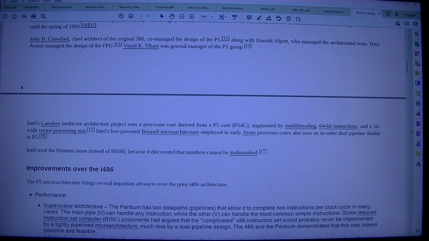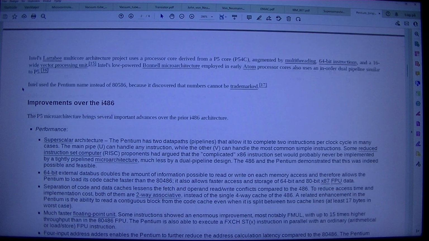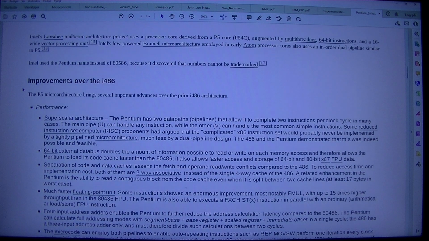Intel's Larrabee multi-core architecture project uses a processor core derived from a P5 core, P54C, augmented by multi-threading, 64-bit instructions, and a 16-wide vector processing unit. Intel's low-powered Bonnell microarchitecture employed in early Atom processor cores also uses an in-order dual pipeline similar to P5. Intel used the Pentium name instead of 80586, because it discovered that numbers cannot be trademarked.